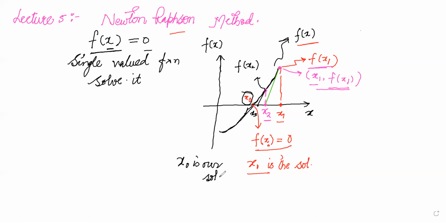So as far as the Newton-Raphson method is concerned, the geometric interpretation of the Newton-Raphson method is all about drawing the tangents. Let me recapitulate the entire process. In the Newton-Raphson method, we are given a function f of x equal to 0, and we are asked to solve it. We have to find the values of x at which the function becomes equal to 0.